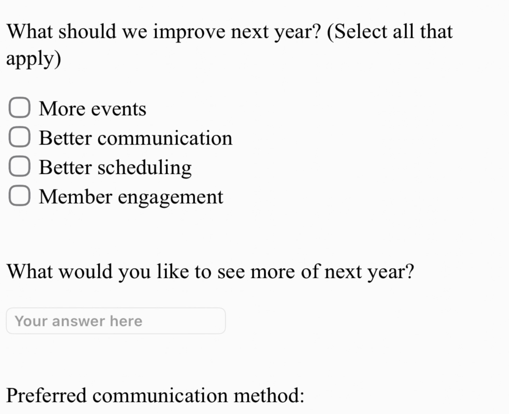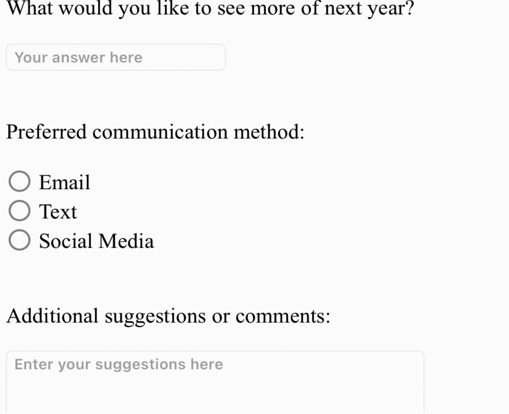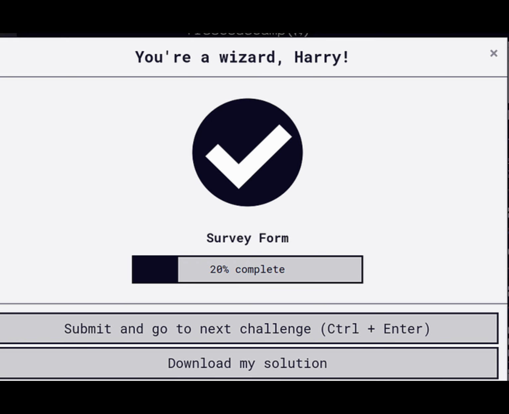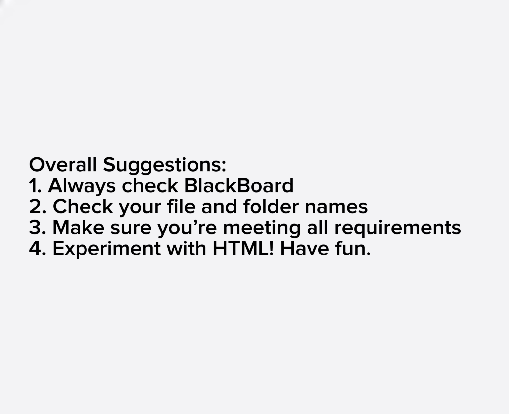So just keep in mind for future projects to read all of the instructions on FreeCodeCamp as well as Blackboard, because Blackboard will have additional project requirements that you'll have to meet. So overall, I hope everybody had a great time doing this project and experimenting with HTML.